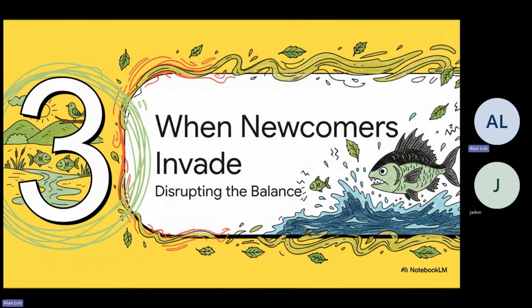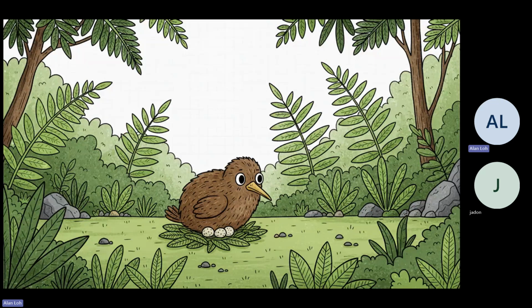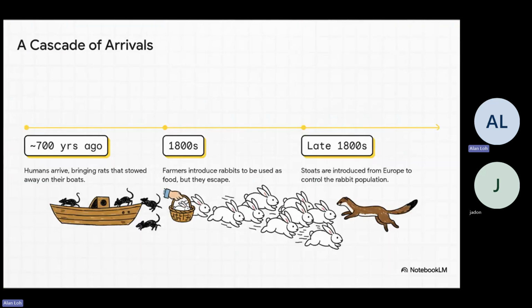To really see this in action, we have to go to New Zealand. For millions and millions of years, this place was an isolated paradise for birds. With absolutely no predatory mammals around, a lot of birds, like the famous kiwi, just never even bothered to learn how to fly. They were totally safe nesting on the ground. They had no defenses. And then people showed up.